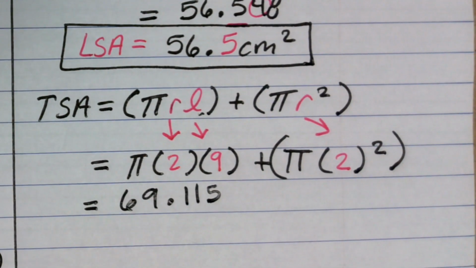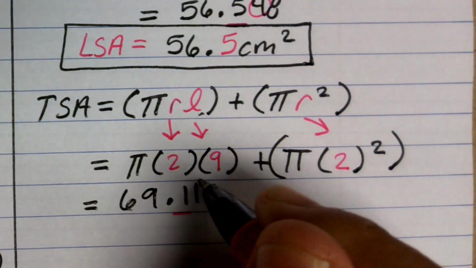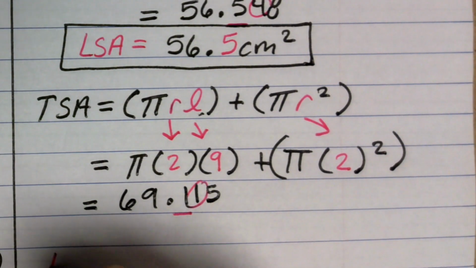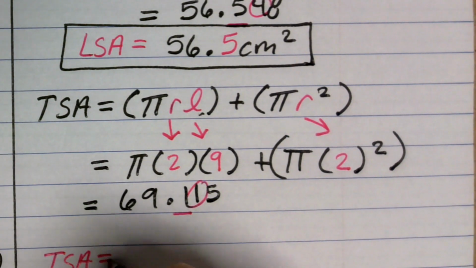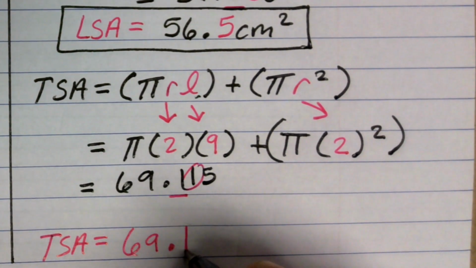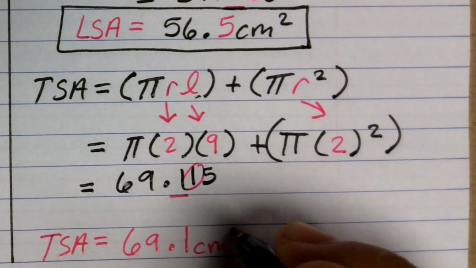Now we are going to go ahead and round this. So let's see, there's our tens place, there's our hundreds. So 4 or less, let it rest. Therefore our final answer, our total surface area for this shape, is simply going to be 69.1 centimeters squared.